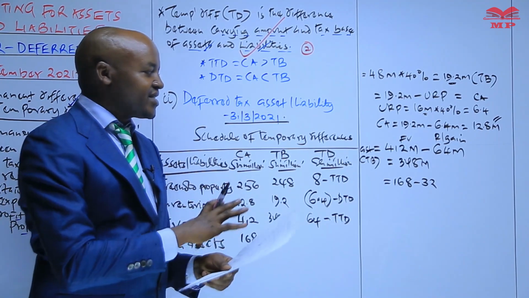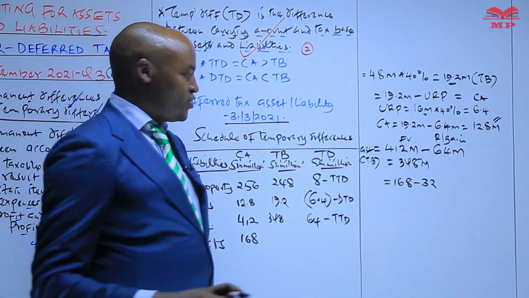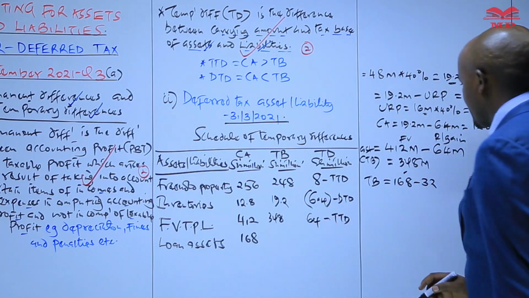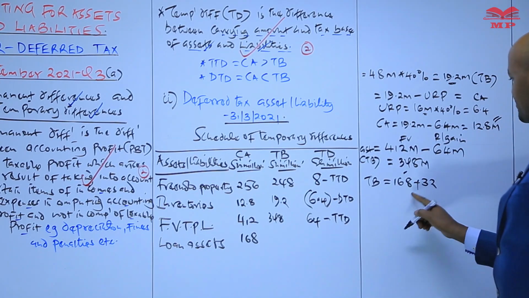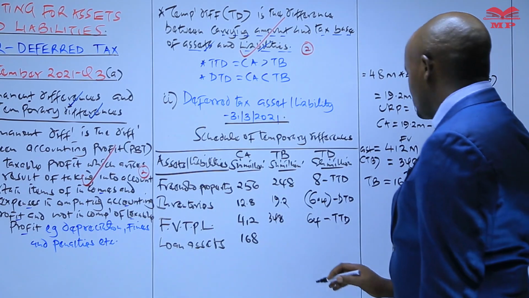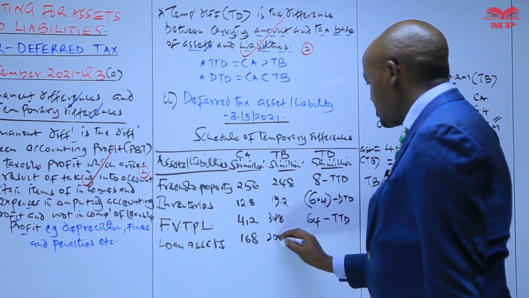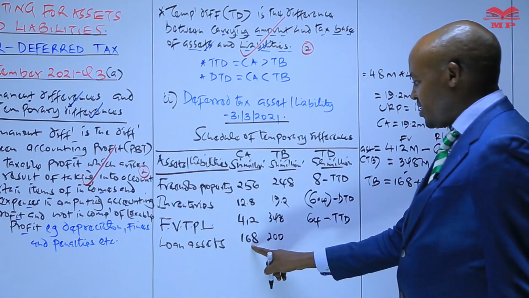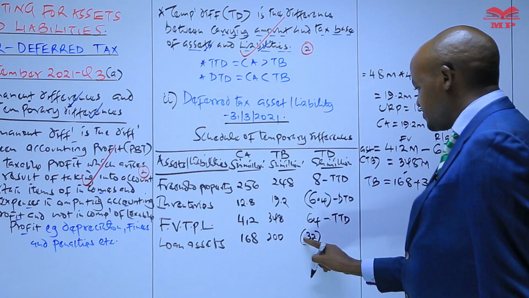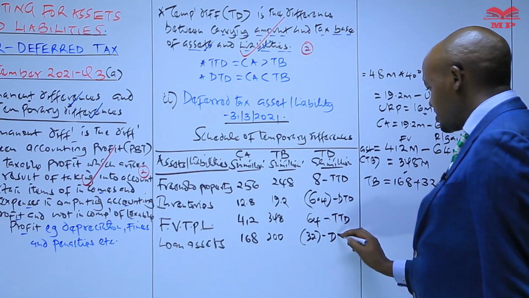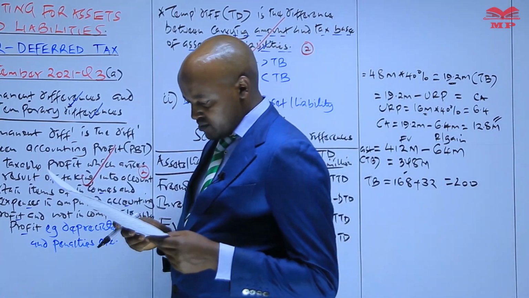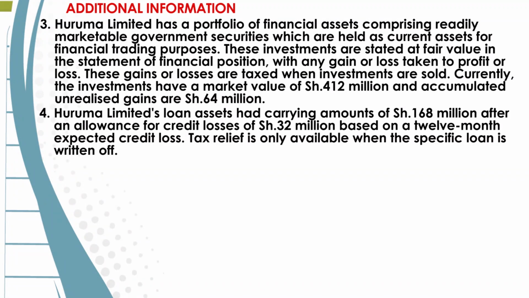So because this is just a general provision, what we need to do to get the tax base is take the carrying amount and add back this amount which had been deducted. That will give us 200 million, which now will be our tax base. So we take this minus that, which will give us negative 32, and that is a deductible temporary difference. Okay, so then let's move to the other point, which is point number 5.